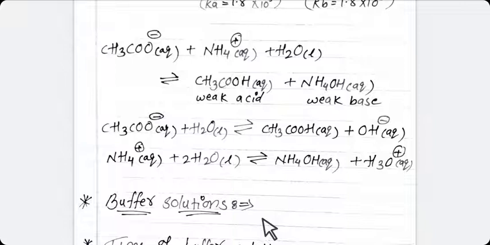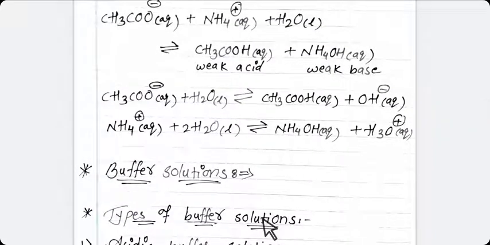Whenever you add a small amount of strong acid, base or water to this solution, there is no change in pH. Why? Because you are using the buffer solution in that substance. I am repeating the definition of the buffer solution: a buffer solution is a solution which resists drastic change in pH when a small amount of strong acid or strong base or water is added to it.